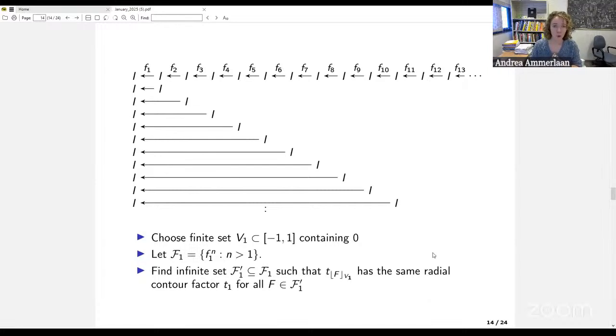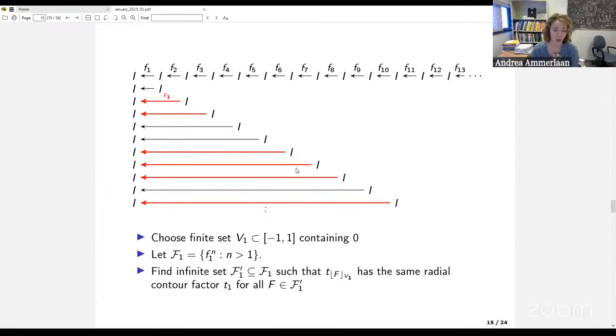And what we do essentially is we consider all compositions of these bonding maps which end at our first factor space. So the last function we apply is the function f1. We consider all compositions, and given some finite set v1, if we truncate each of these compositions with respect to v1, then because v1 was a finite set, there are finitely many options for where our contour points can be mapped. And so by pigeonhole principle, infinitely many of these must have the same radial contour factor when truncated with respect to v1.